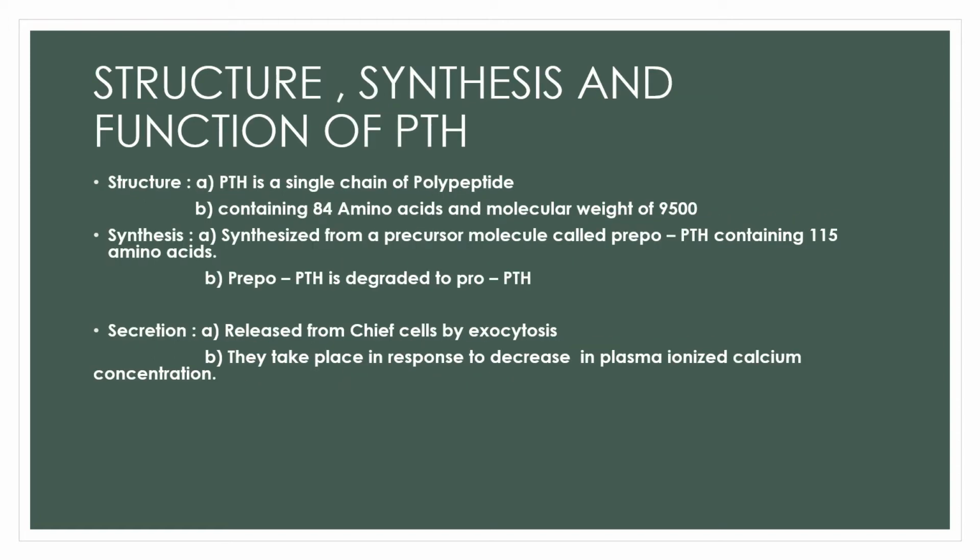Structure, synthesis and the function of parathormone. The parathormone is a single chain polypeptide hormone containing 84 amino acids and a molecular weight of 9,500. It is synthesized from a precursor molecule called pre-pro-PTH containing 115 amino acids, and this pre-pro-PTH is degraded into pro-PTH, and this pro-PTH is finally converted into the PTH.